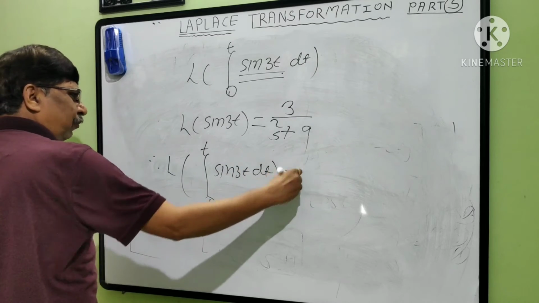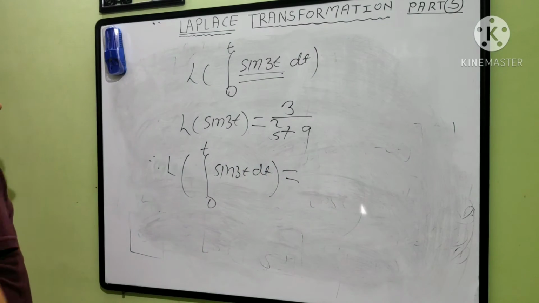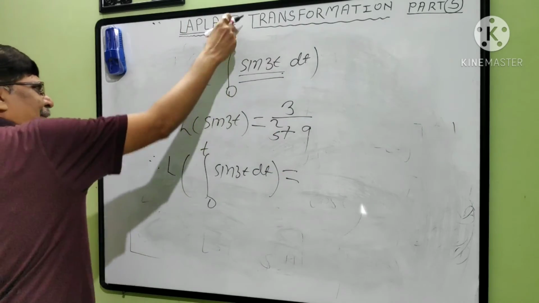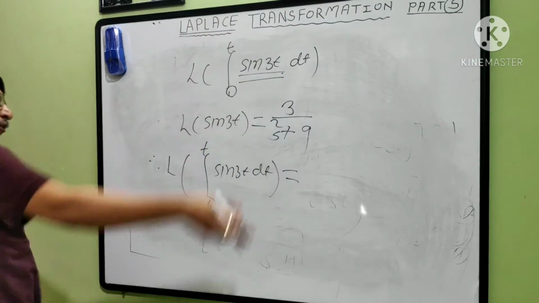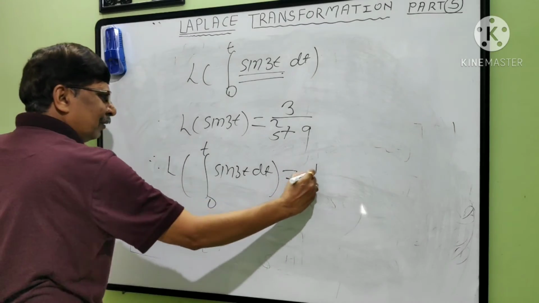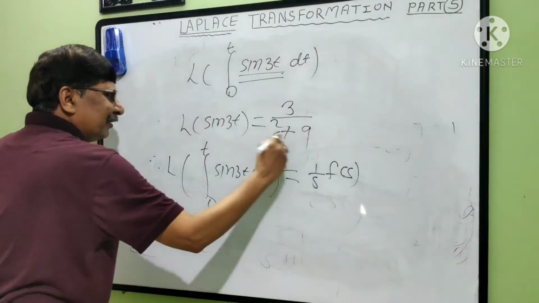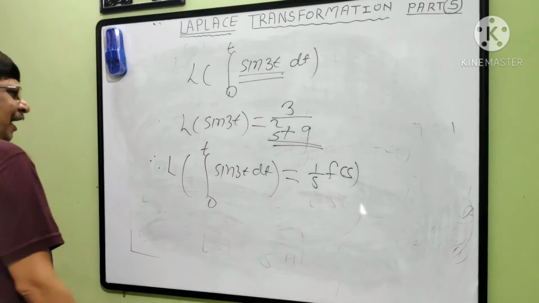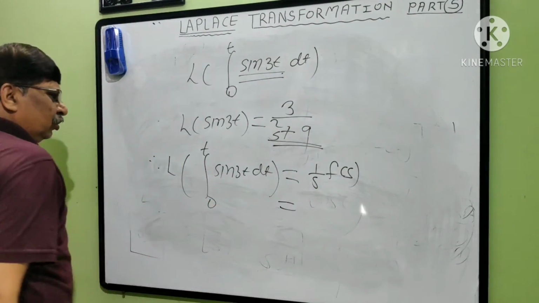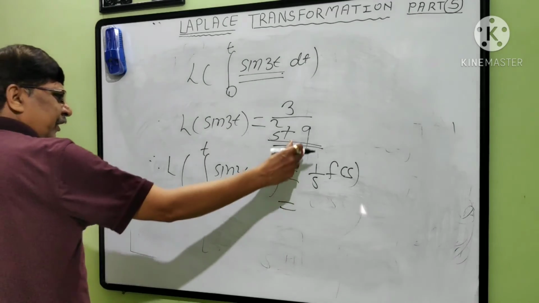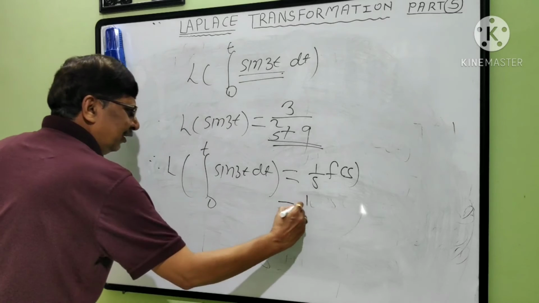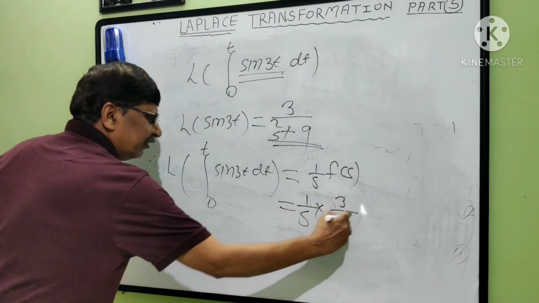Okay, so what is the formula for that, or what is the result for that? If you know the Laplace transformation of f of t, you can find the Laplace transformation of the integration of f of t, and that is 1 by s into F of s. Now this F of s means the Laplace transformation of f of t, and you only have to multiply it by 1 by s, that is, divide by s: 1 by s into 3 upon s square plus 9.